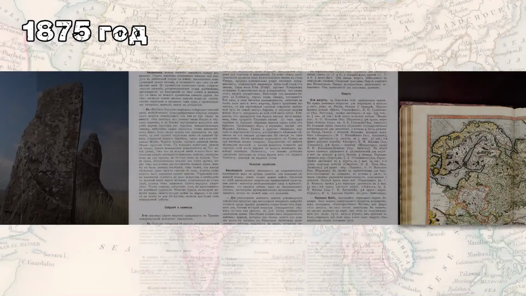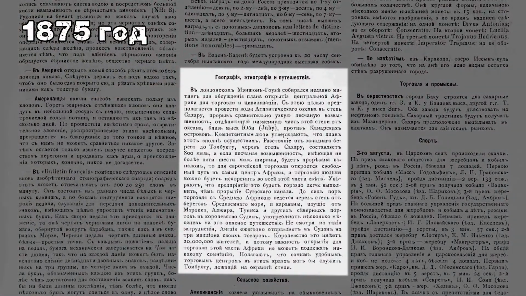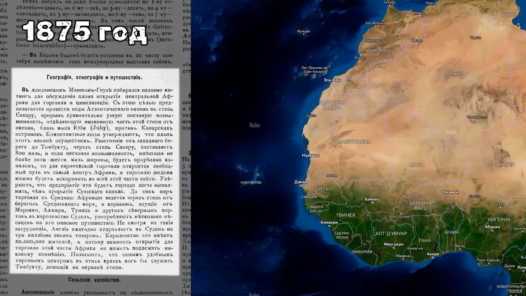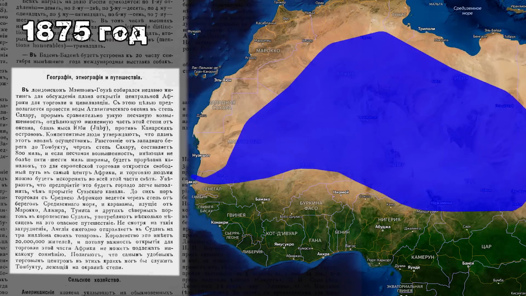1875, volume 14, page 127. A meeting was recently held in London to discuss a plan to open Central Africa for trade and civilization. With this in mind, it is proposed to carry the waters of the Atlantic Ocean to the Sahara Desert by breaking through a comparatively narrow sandy elevation that separates the lower part of this steppe from the ocean near Cape Juby, opposite the Canary Islands. Competent people assert that this plan is entirely feasible.